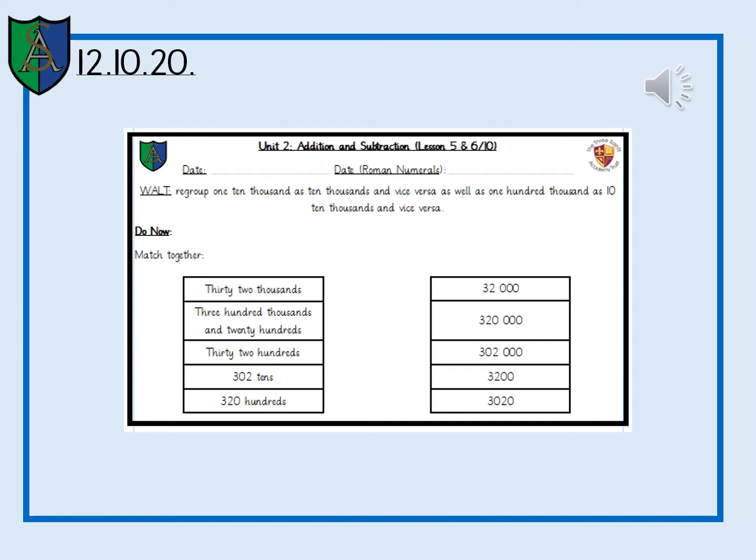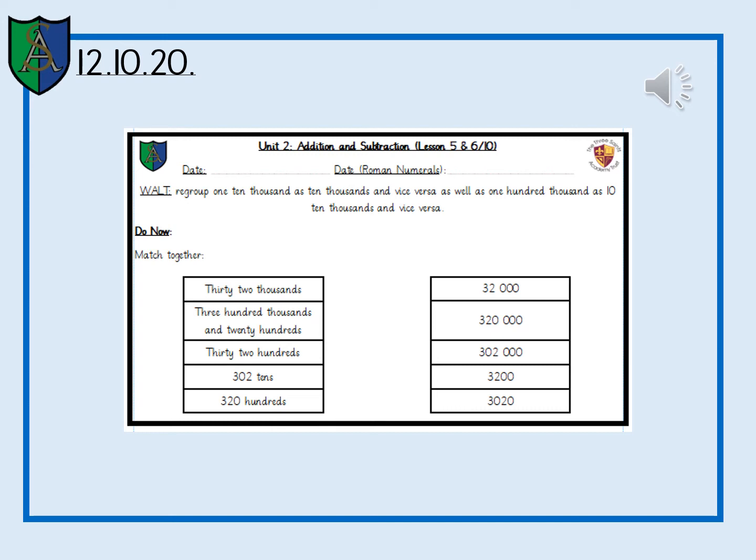Okay, so lesson 2 of 2 of today's maths. If we start with the do now, it's just a simple matchup using a ruler. We've got down the left hand side place values sort of written in words, and then we've got the actual numbers that they represent.